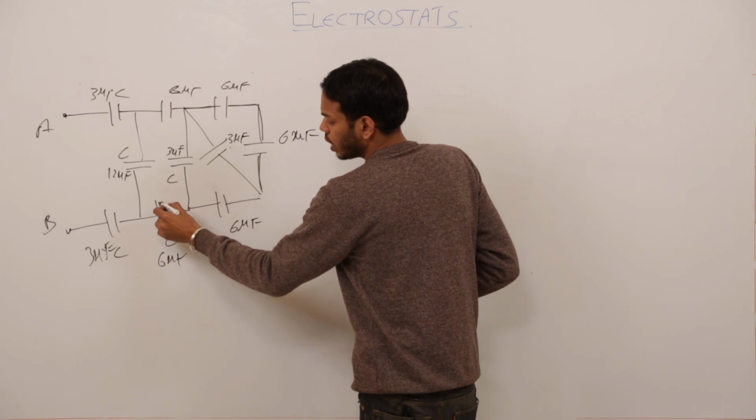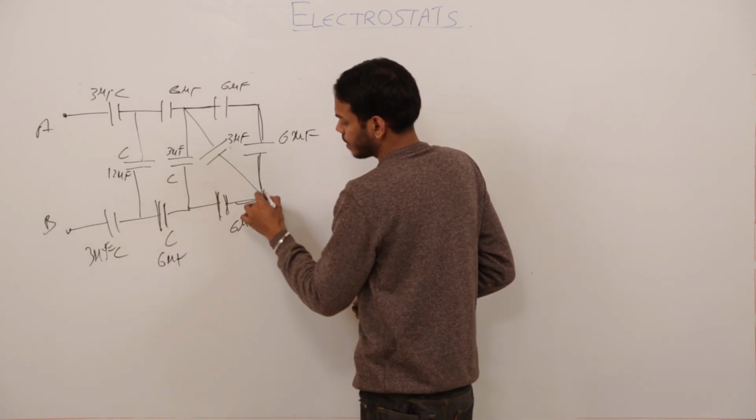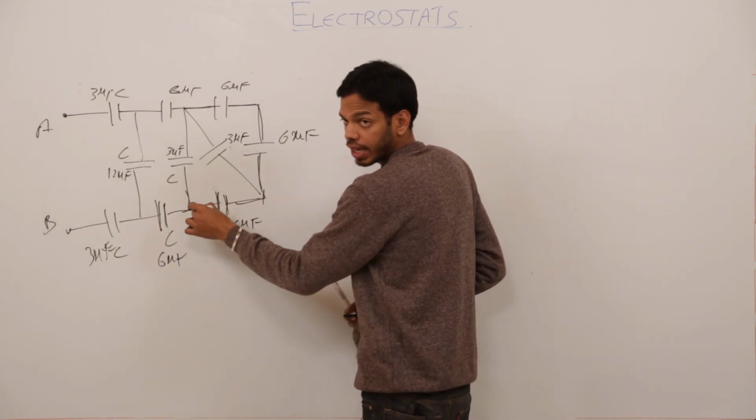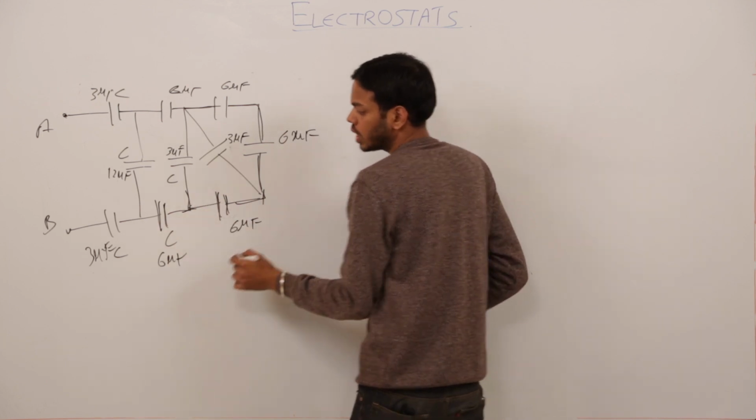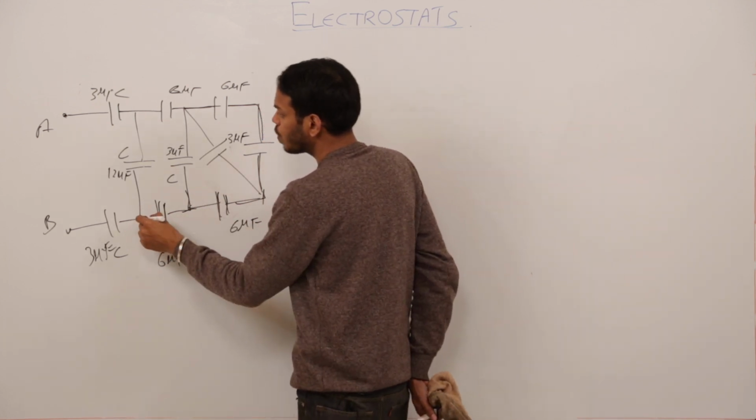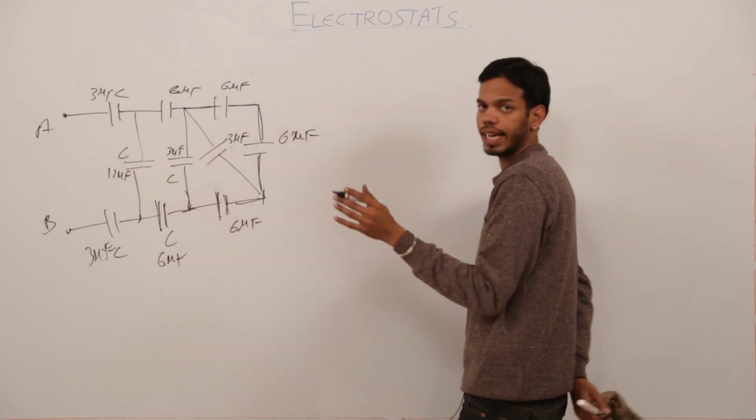Take any other 2, like this and this capacitor. There is this point, there is a wire connected here, so these 2 are not in series. These 2 are not in series because of this wire. So you can take any 2.